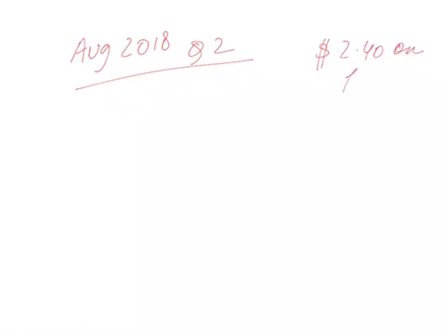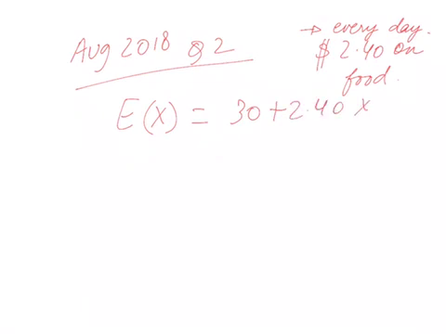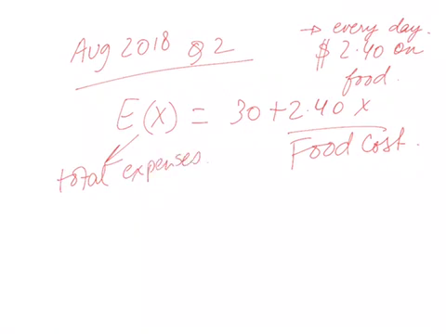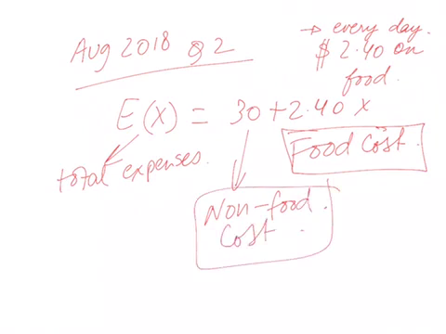So August 2018, question 2. So now this is a dog shelter. Each day they're spending $2.40 on food, right? Every day. So this is our expenses. And then they're saying the total expenses are E of x is equal to 30 plus 2.40x. So this is your food cost, right? This is your total expenses. So when you run a facility, you're obviously, let's say, paying for food, but you're also paying for non-food, right? That will also be part of your expenses.